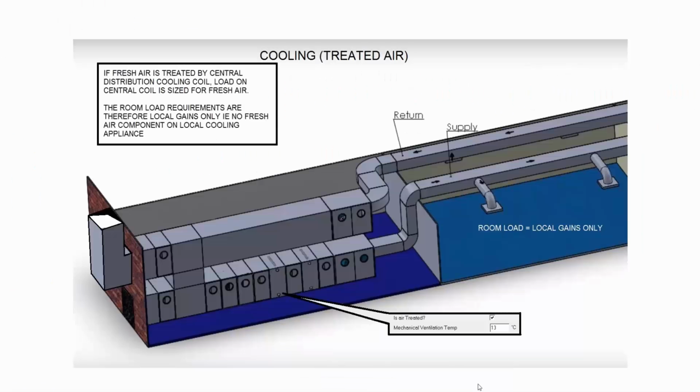If we now look at a situation where we're actually treating the air, you can see now the caption entry on the dialog box is the air treated, applying a tick implying yes. You put the mechanical ventilation temperature as an off-coil condition.